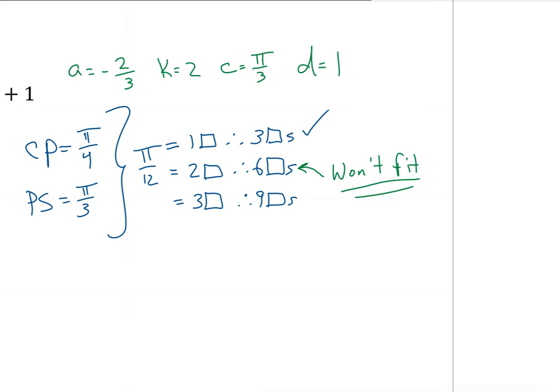So I need 24 squares, and because of our phase shift, we start too far over. 24 goes just off. I think it's by like 1 square. It's just off. So we are stuck with this one where pi by 12 will be 1 square. So 3 squares between critical points. So go ahead and try that.